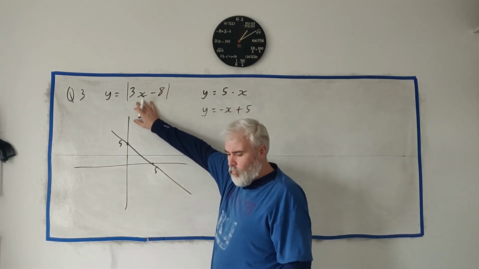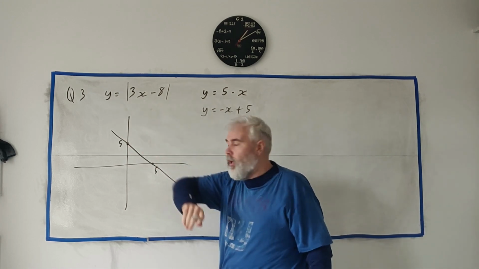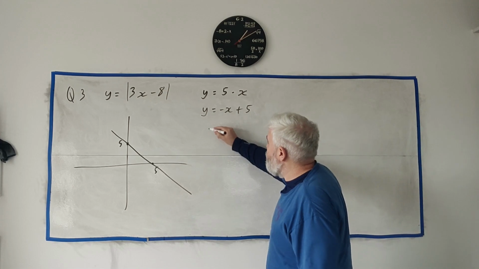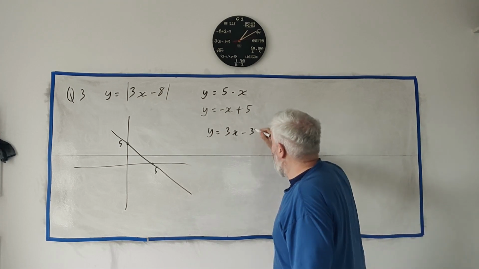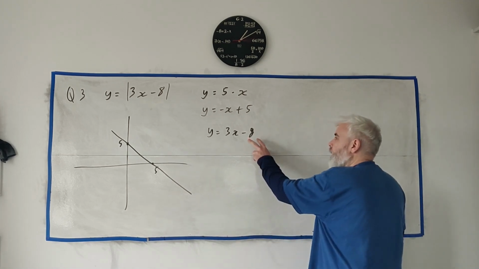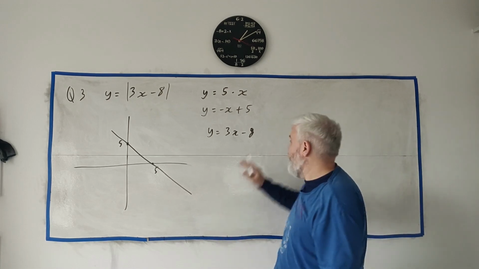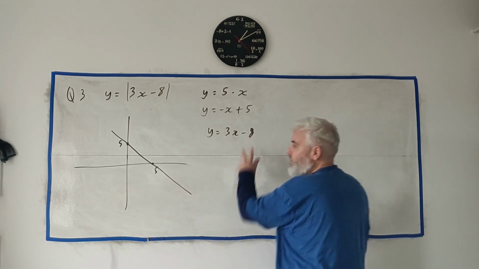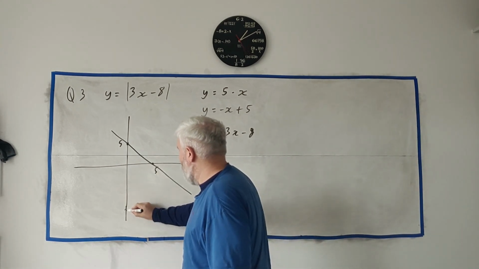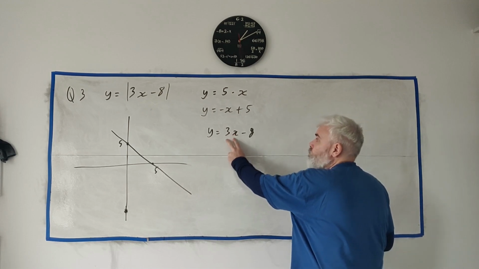Now, the sketch of this one is a bit more complex because it's an absolute value. How I draw these is I just ignore the absolute value. So 3x minus 8. And I don't draw this line yet. I just put a dotted line in for this. So the y-intercept is -8. So we go down to about, say, here as -8, and the slope is 3.